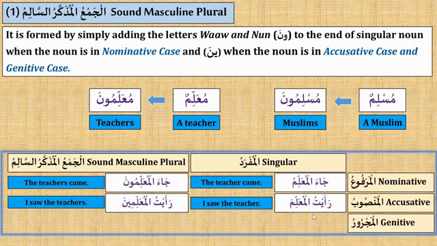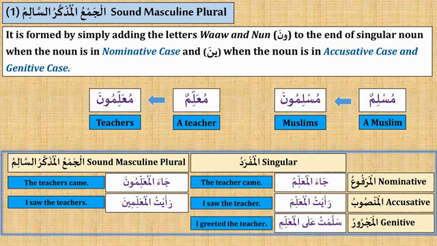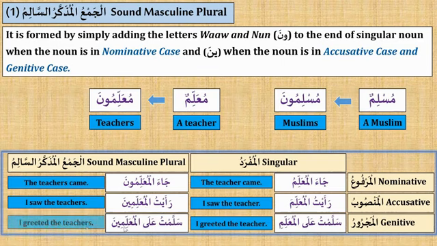The third case, al-majrur, genitive case. سلمت على المعلمة, I greeted the teacher. In this case, the plural also must be سلمت على المعلمين. رأيت المعلمين, سلمت على المعلمين, I greeted the teachers. In both cases, it must end with ya and noon.